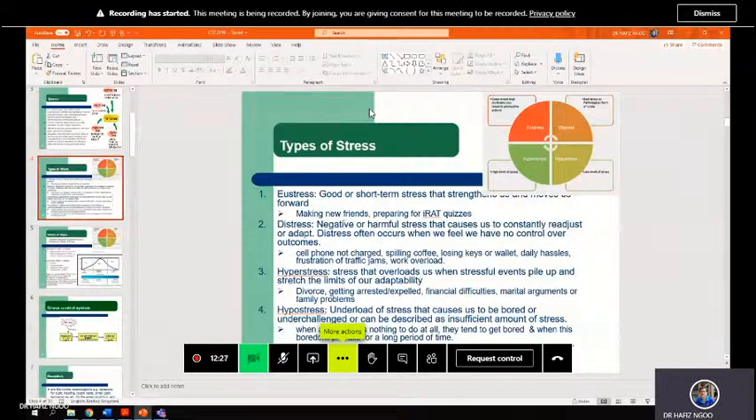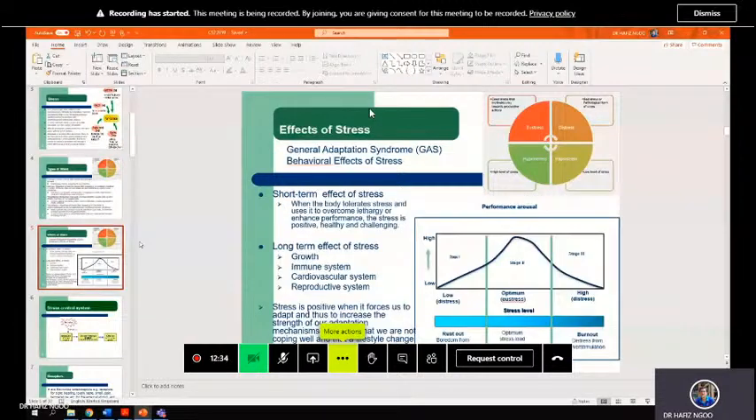Are usually negative and harmful stress. So you have hyper-stress and hypo-stress. Some people can be hypo-stress. So the other slide I'm going to show you is the effect of stress, which is called general adaptive syndrome.